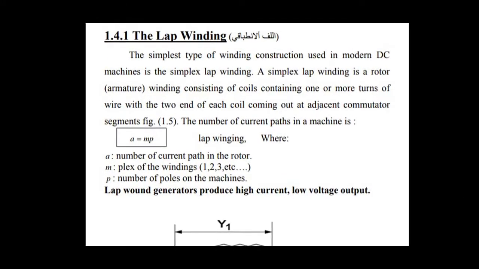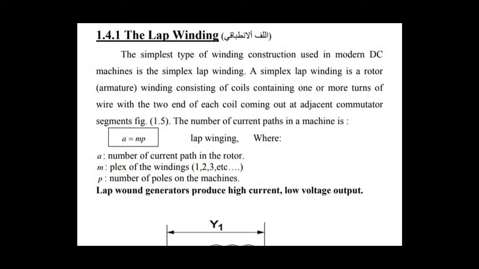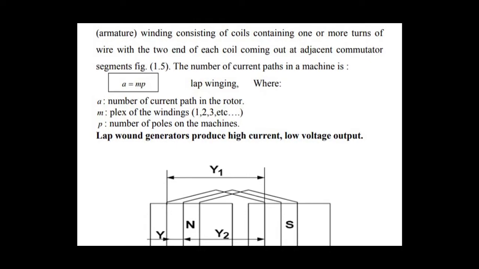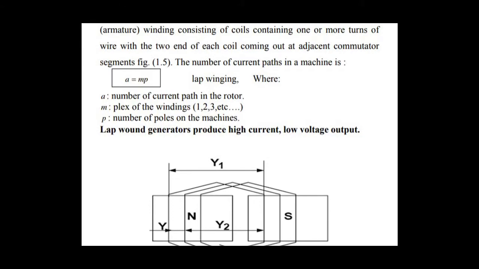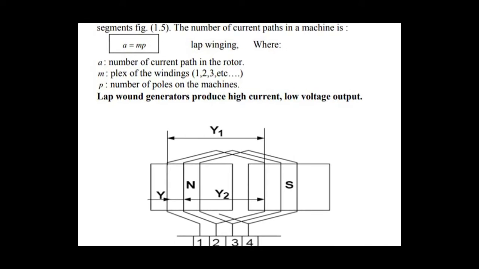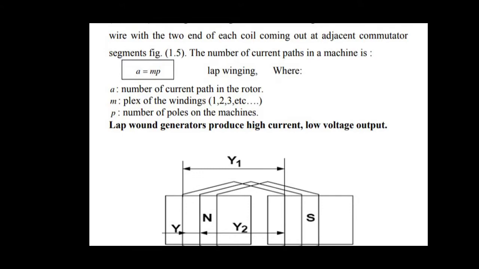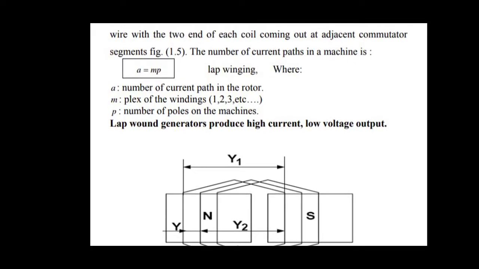The number of current paths in a machine with lap winding is A equal to MP, where A is the number of current paths in the rotor, M is the multiplicity of the winding, multiplex, duplex or triplex, that is, the number of layers. If it is a single layer, then M equals 1, duplex then 2, and triplex then 3. So the M value will vary, and P is the number of poles of the machine.